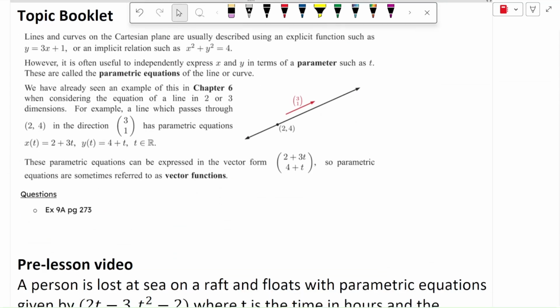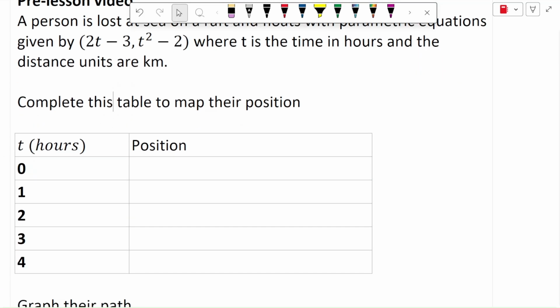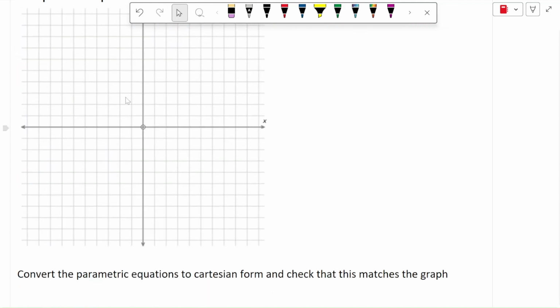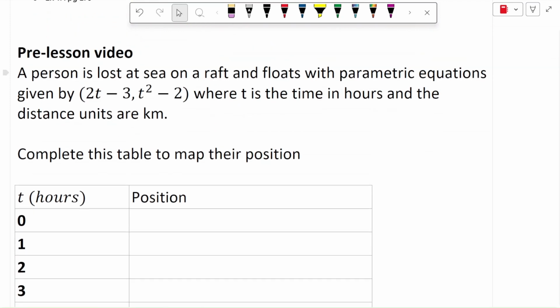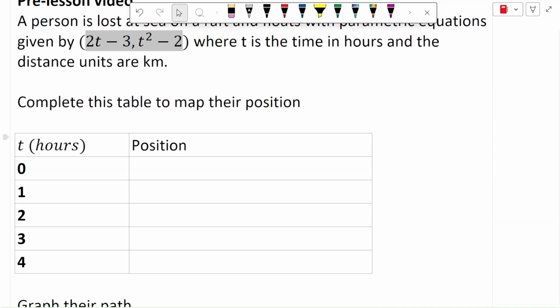Okay, we're looking at parametric equations in this video. Now, the way these work is rather than having an equation like y equals stuff in terms of x, we're specifying both x and y in terms of another parameter t. So, for example, we've got this person lost at sea and they're floating according to this position data, and we need to figure out where they are.